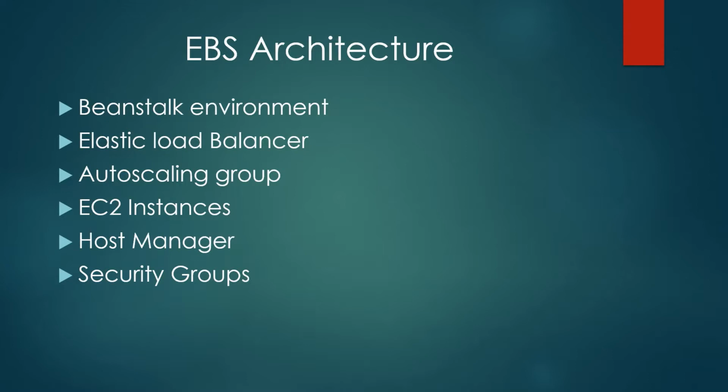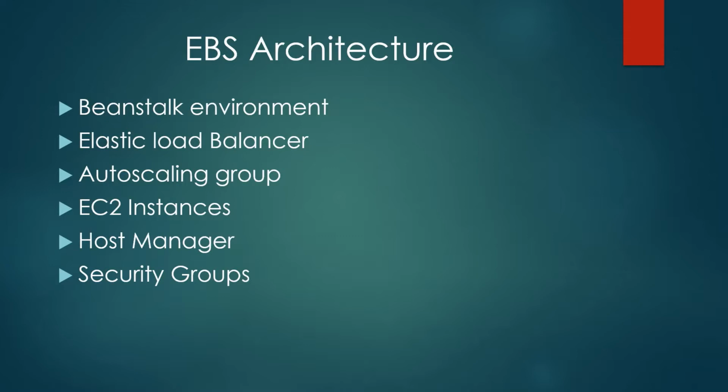The second one is the Elastic Load Balancer. Elastic Load Balancer distributes the HTTP requests to the EC2 instances that have been provisioned within the environment. And the third one, we have the auto scaling group that will scale in and out the number of EC2 instances that exist within the environment based on the load. And EC2 instances are the images that run your workloads.